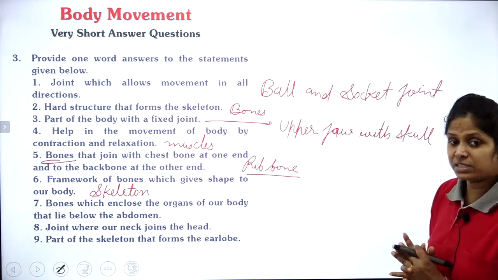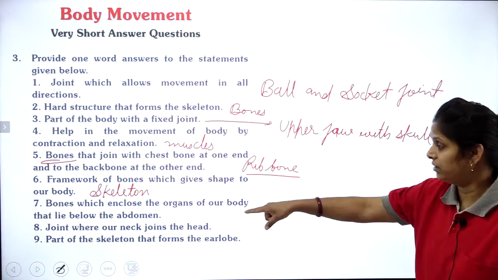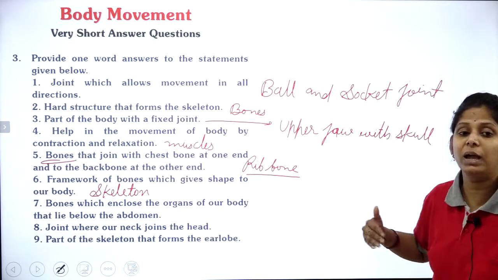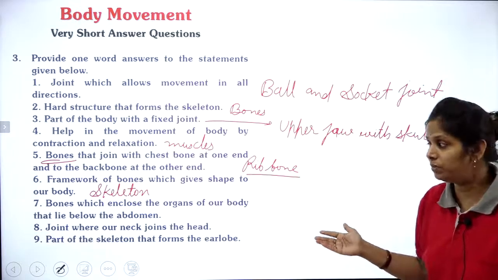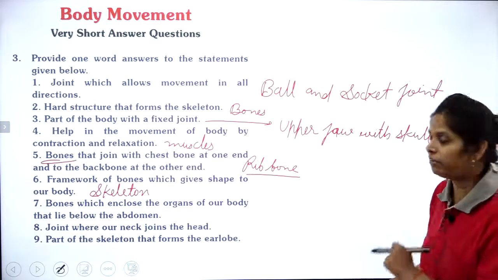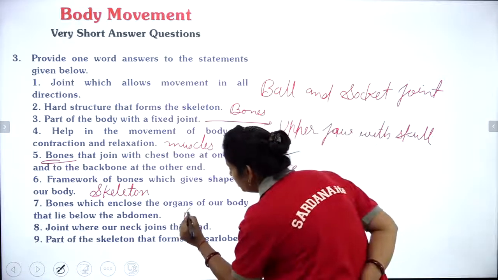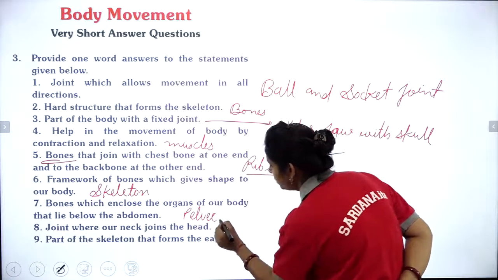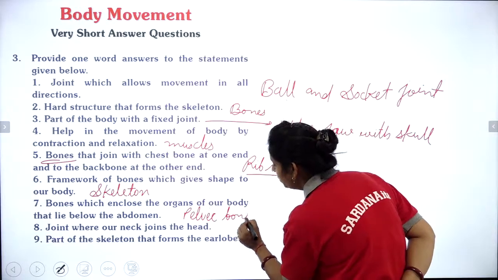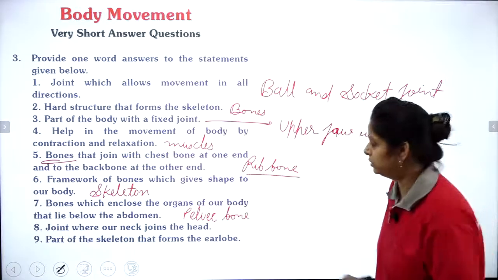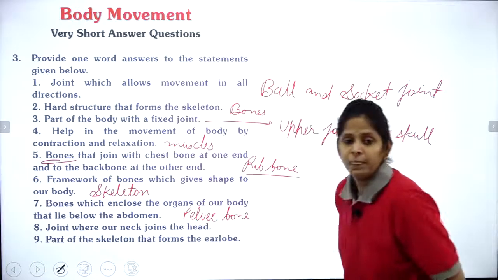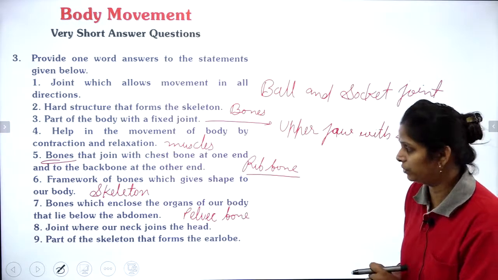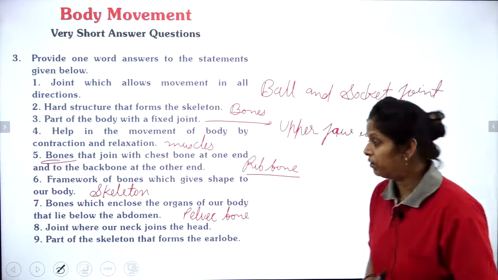Then after joint, where our neck joins the head. It is asking about the name of the joint where our neck joins the head. So which joint is there? It is pivot joint. You can say pivotal joint, or if you want you can write down pivot. Okay, pivotal joint.